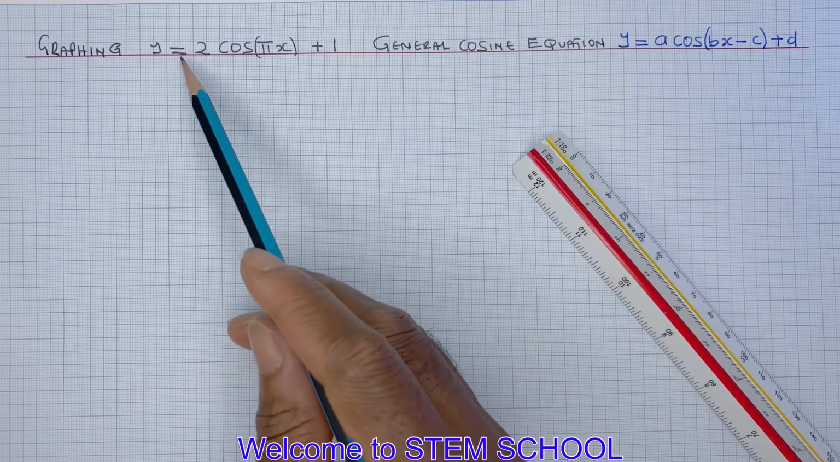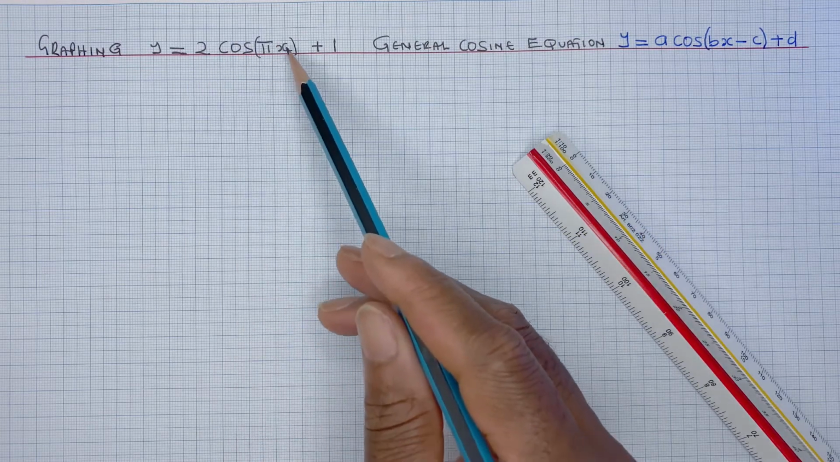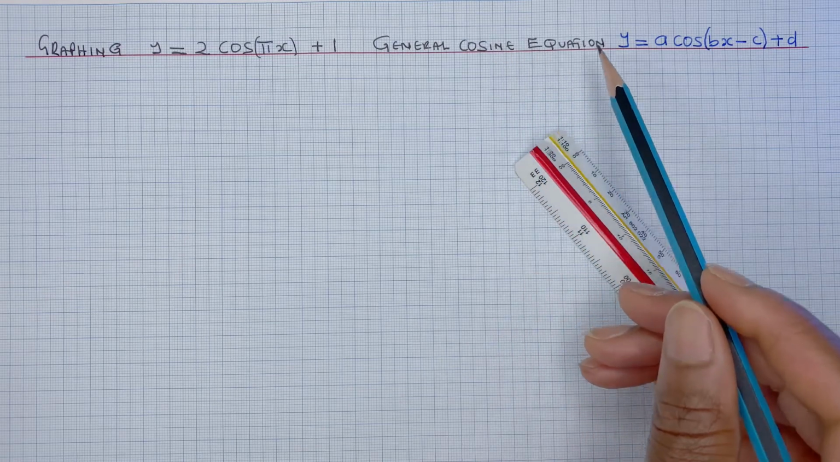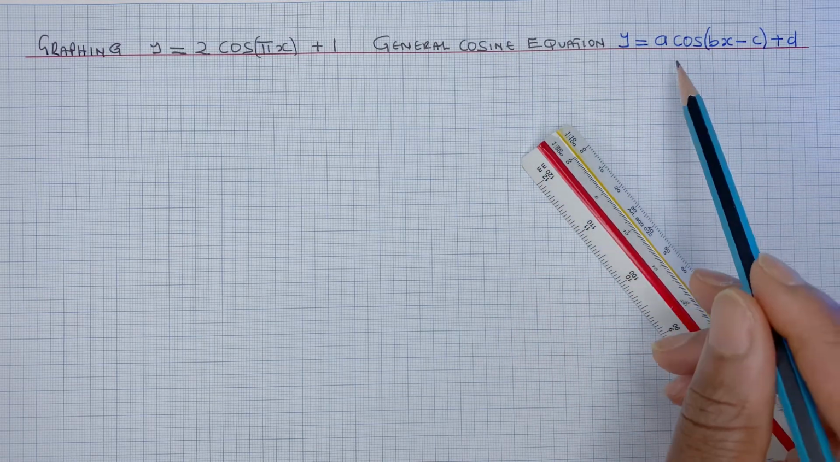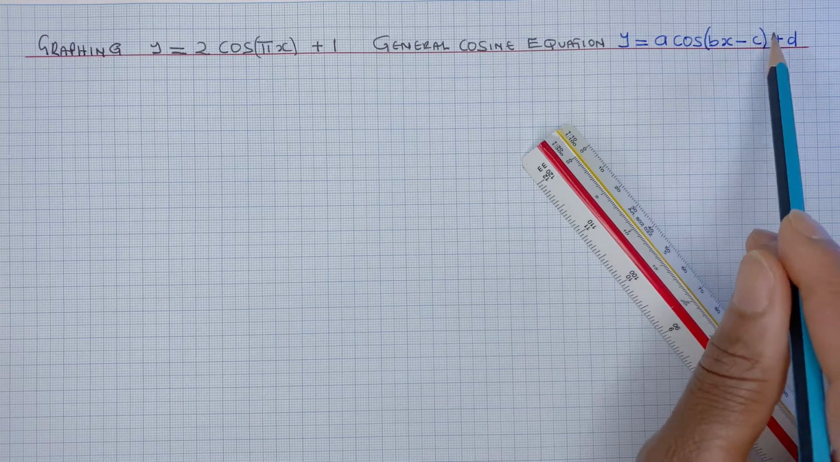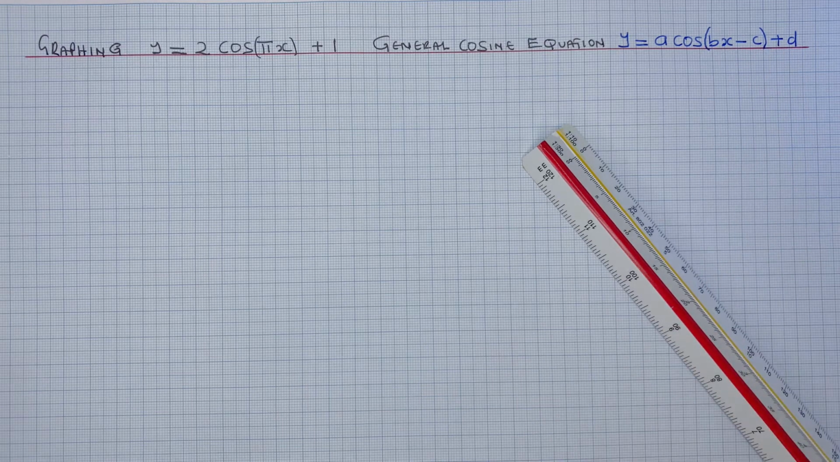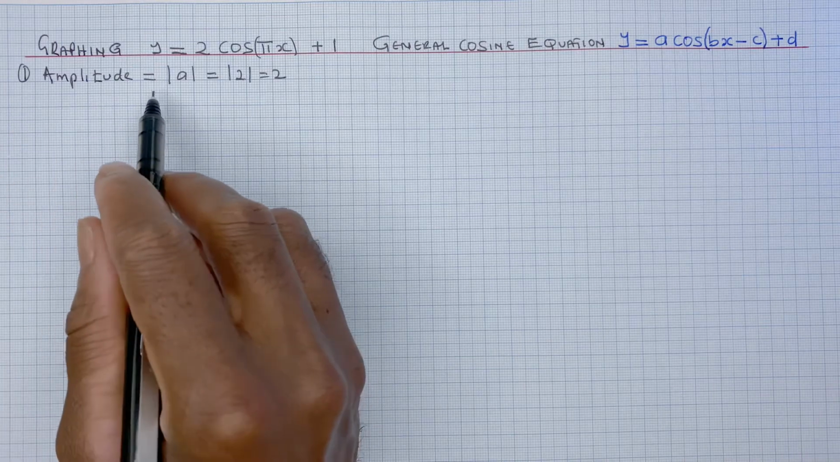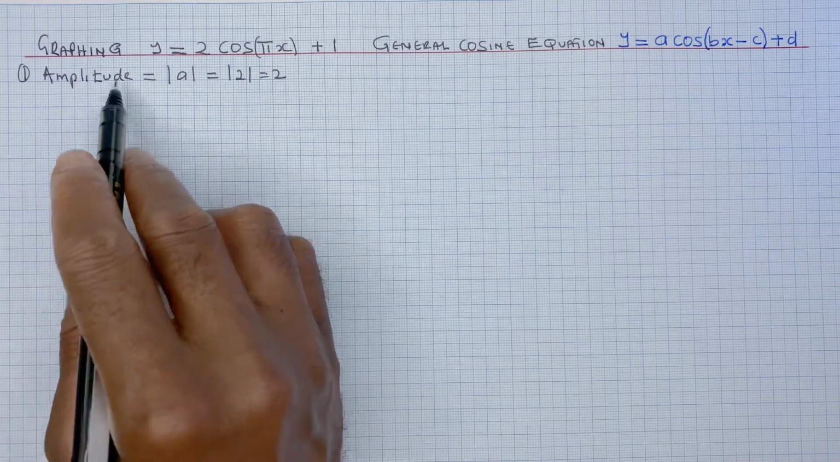Graphing y equals 2 cos pi x plus 1. The general equation for a cosine function is y equals a cos open bracket bx minus c close bracket plus d. So the first step is to find the amplitude.